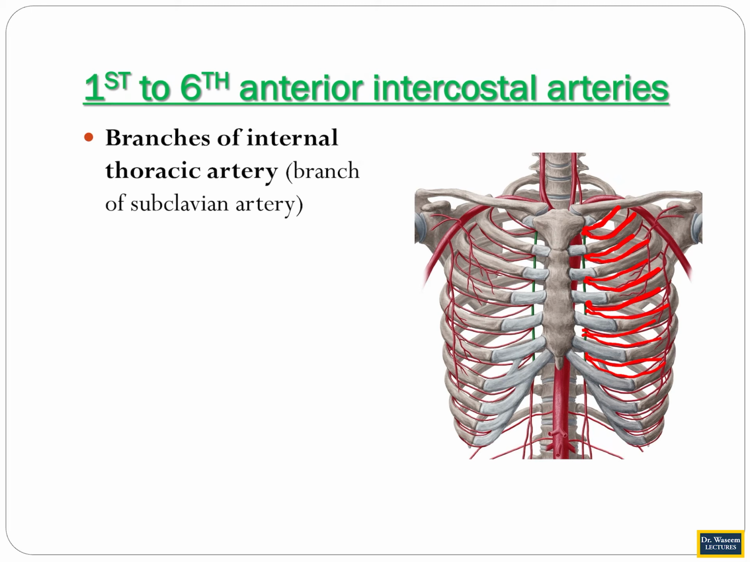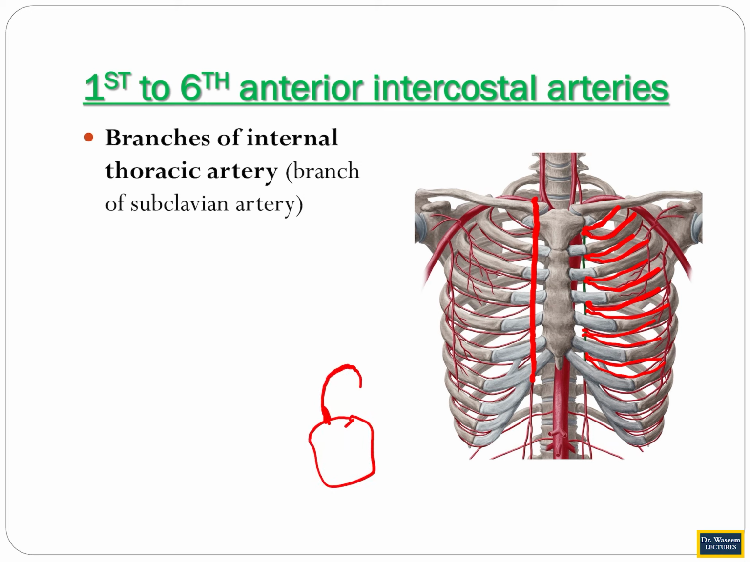Basically, these arteries emerge from this branch, which you are seeing here in green color, lying behind the costal cartilages. Actually, it is coming from the subclavian artery. And if you see here, for example, this is the heart. The heart is giving rise to the ascending aorta.